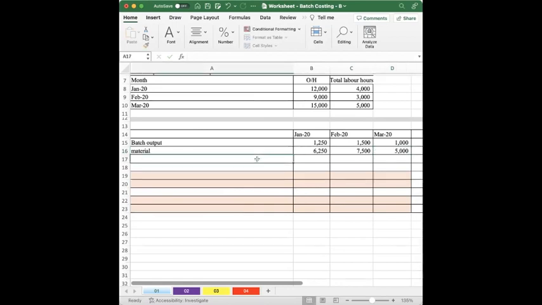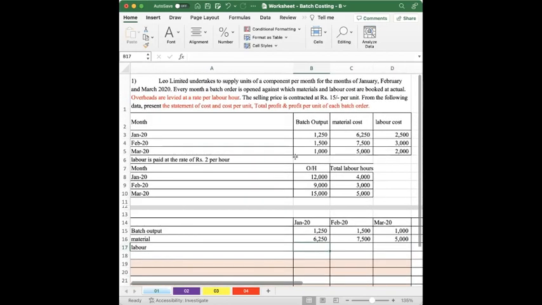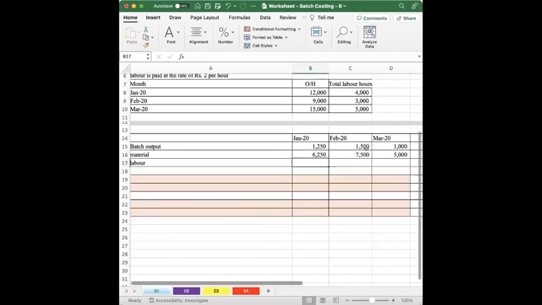Then labor. Labor costs, they are also given here, right? Material cost given. Labor cost is also given. In January, 2,500. February, 3,000. March, 2,000.